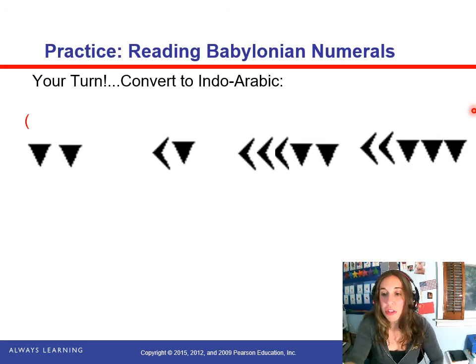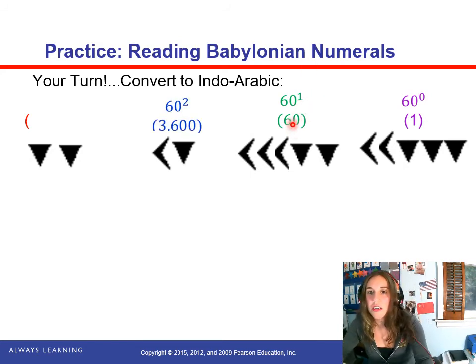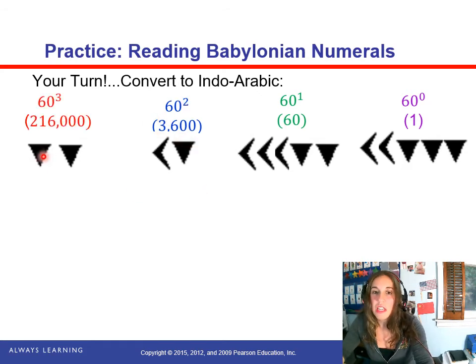So just like before, the first thing I'm going to do is write my powers of 60. Okay, so I have 60 to the 0, which has a value of 1. Then in my next place value, I have 60 to the first, which has a value of 60. In my next place value, I have 60 squared, which has a value of 3,600. And in my last place value, I have 60 cubed, which has a value of 216,000. So now I've got my powers of 60 and their associated values.